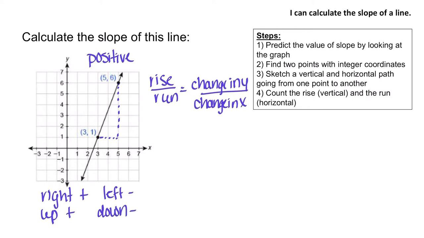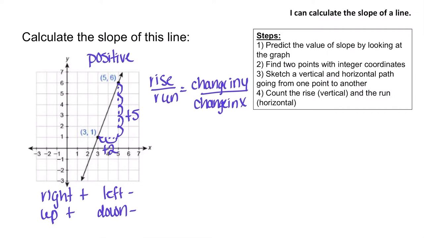When we go from 3, 1 to 5, 6, we're always going to go left to right. We're going to go right 2 spaces. You can see I go right 1, 2. So that means I have plus 2. When I go from 3, 1 to 5, 6, I'm also going up 1, 2, 3, 4, 5. Since I'm going up, that is going to be a plus 5.